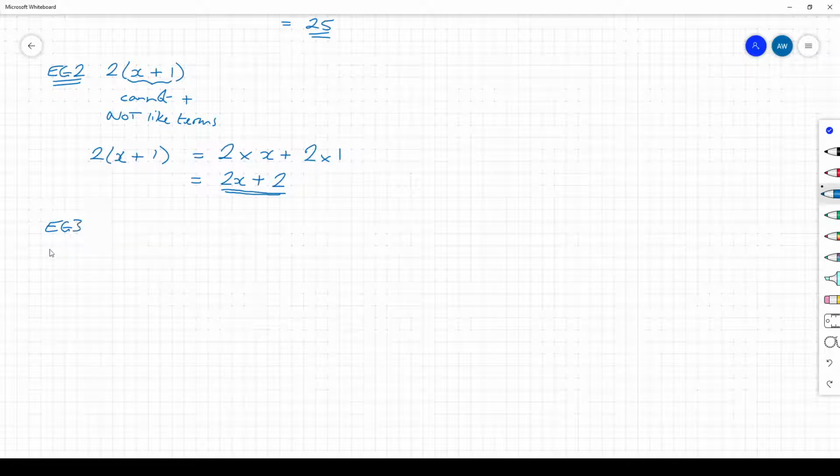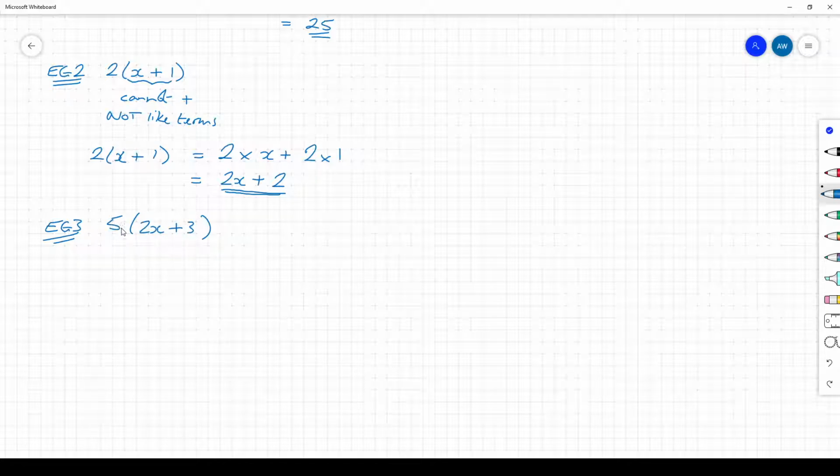Example 3. Let's have a look. What about 5 bracket 2x plus 3? So, just like before, we cannot add 2x and 3. We can't do that, they're not like terms. 2x plus 3 is 2x plus 3 all day long.